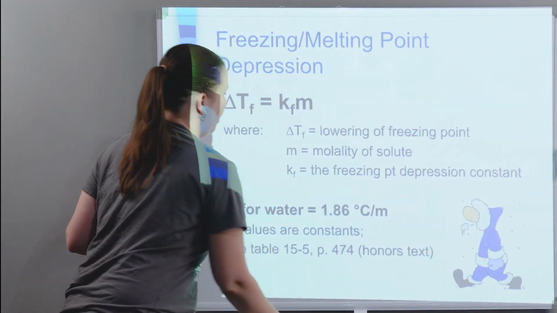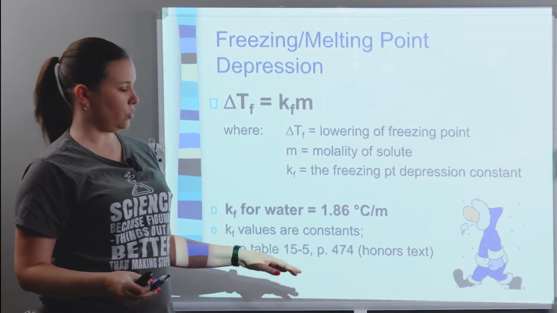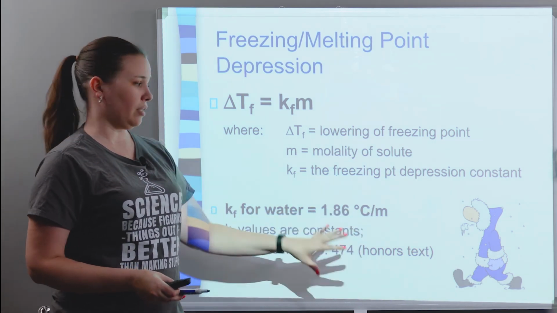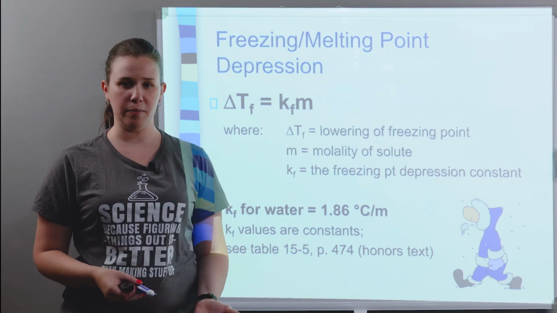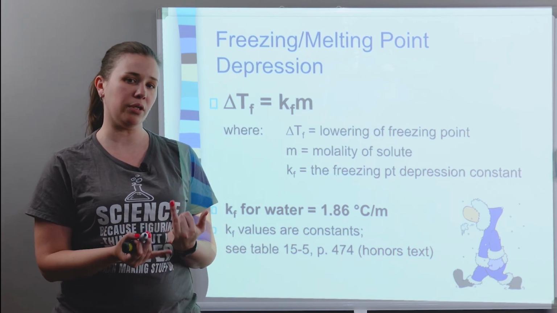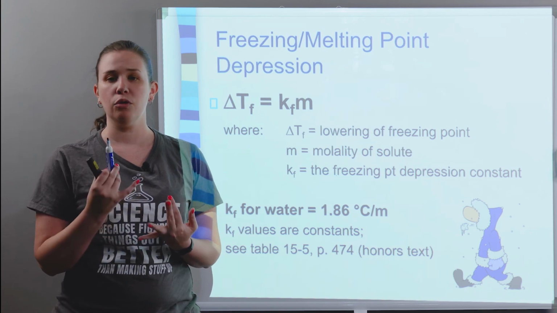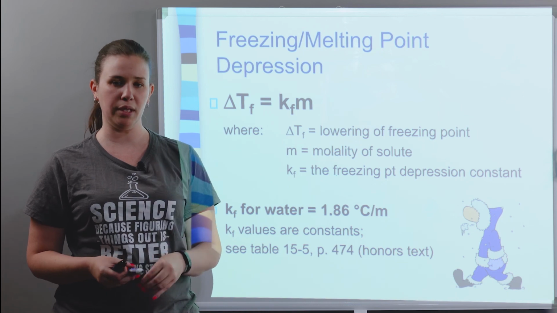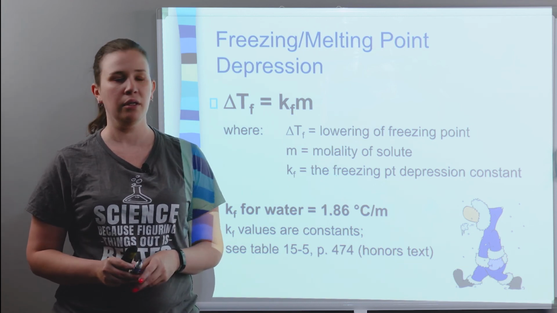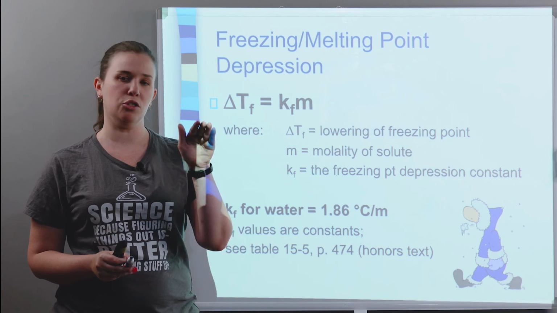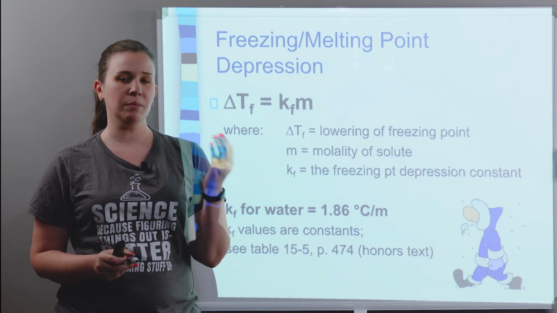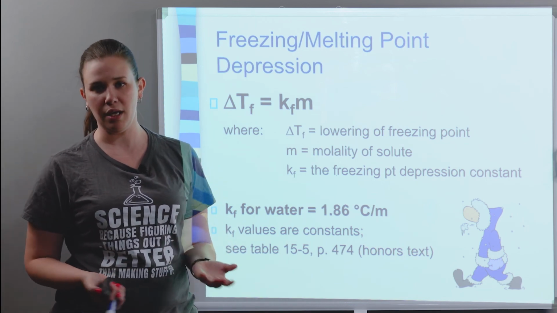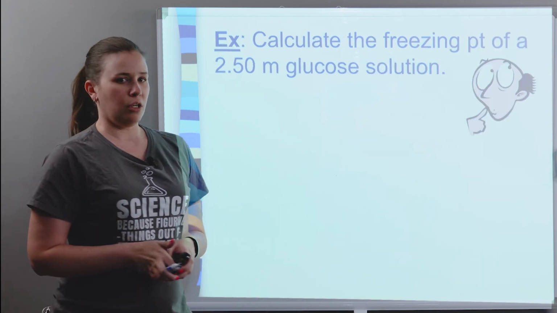So Kf is a different number. It is 1.86 degrees Celsius per molal. That's again just for water. If you had a different substance, they would either have to give it to you or have you look it up from an appendix, or you would be solving for it for a different substance. But for water, you should know it's 1.86 degrees Celsius per molal. And again, delta T would tell you the change from 0. So typically that's going to be a positive number, and then you would go that far below 0, essentially giving you the negative answer. So let's look at our first example.